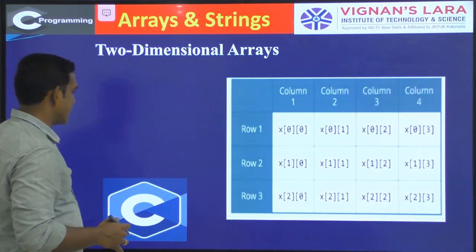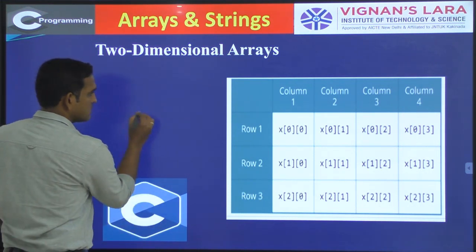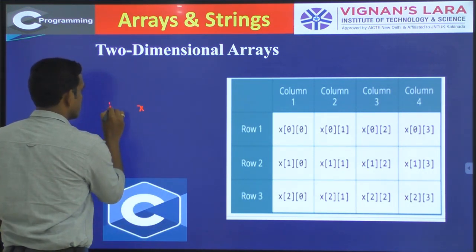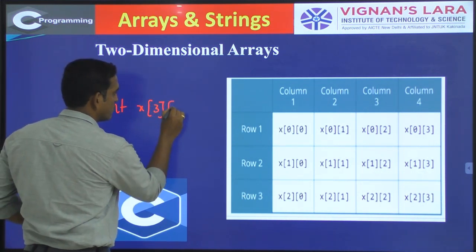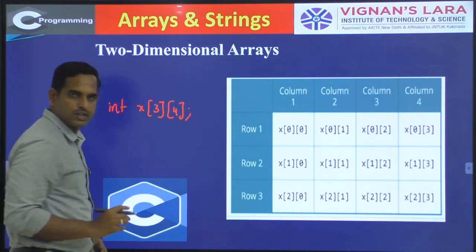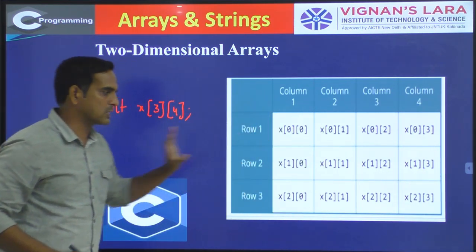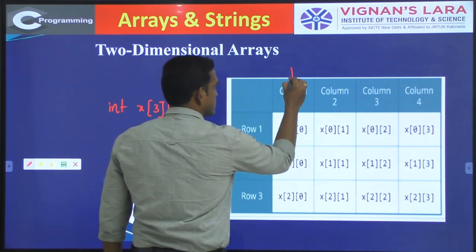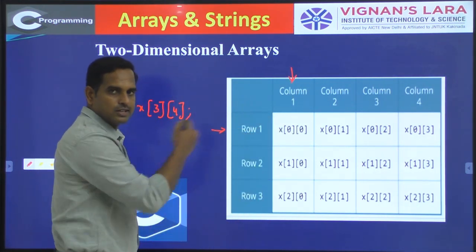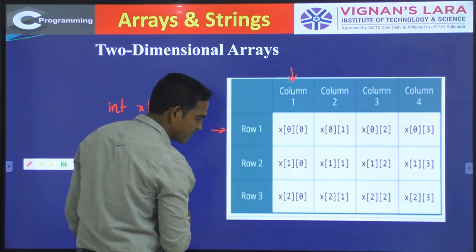So you can see the same thing here. You can think of int x where you are having 3 rows and 4 columns. This will be the declaration. You can think of the particular subscripts in this manner. So this will be the first row and first column. I think you can visualize this as a one-dimensional array. This is another one-dimensional array.